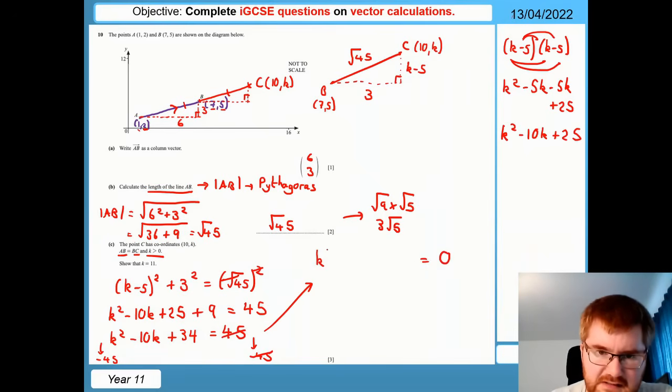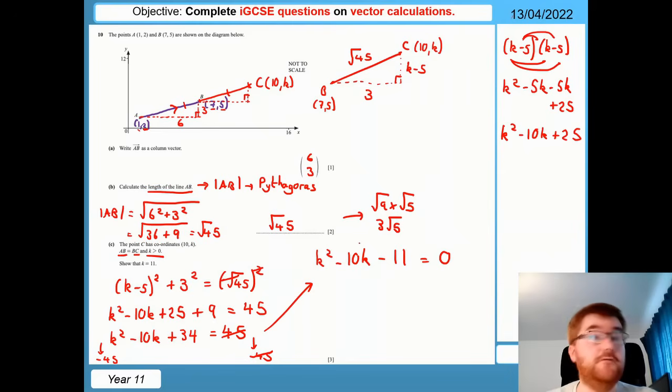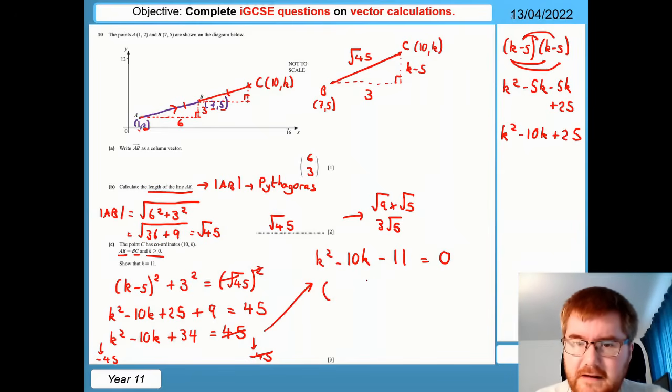K squared stays the same. Minus 10k stays the same. 34 minus 45 is equal to minus 11. And this is a quadratic. Obviously, we can solve using the quadratic formula. I like factorizing. Makes everyone's life easier.